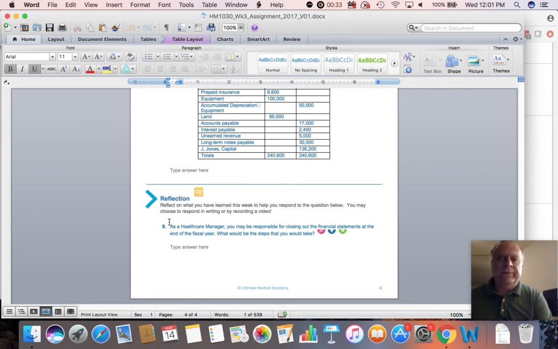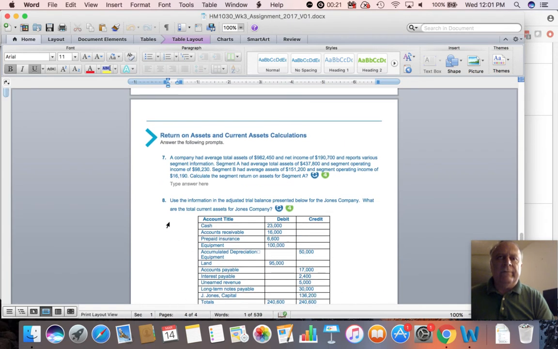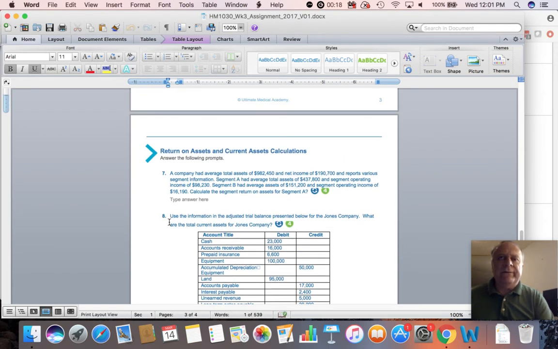So here what you do is read the question and then answer that question based on what you have learned this week. So again, be careful with the numbers. When we're talking about calculations for formulas, write down the formula, substitute the numbers for the formula, do the math, and then make sure that your answer is in the correct format. Sometimes it's a percent, sometimes it's just a number.